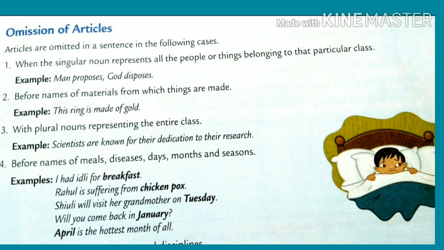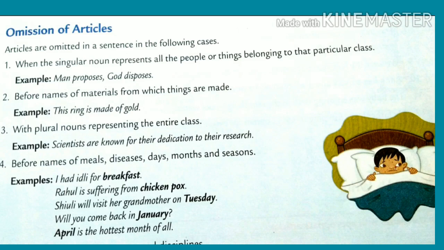Third one, with plural nouns representing the entire class. If any plural noun represents the entire class, we should not use articles. Example, scientists are known for their dedication to their research. In this sentence, the word scientists mentions everyone, all the scientists and researchers, their entire class of people. We should not use any article in this case. Fourth one, before names of meals, diseases, days, months and seasons.